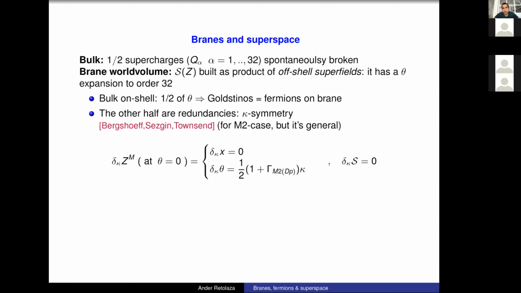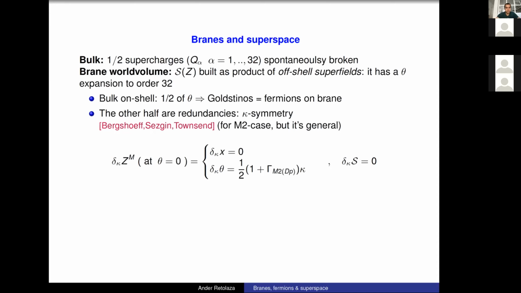Now, what happens with the other half? Because we're using these off-shell superfields, all of the thetas appear in the action. And the other half are going to be redundancies, okay? So what this is telling us is that there's going to be a fermionic gauge symmetry, and this is kappa symmetry that we know very well. And indeed, for the M2-brane case, for example, Bergshoeff and collaborators showed that the M2-brane action is kappa symmetric. And again, this extends to all brane cases.